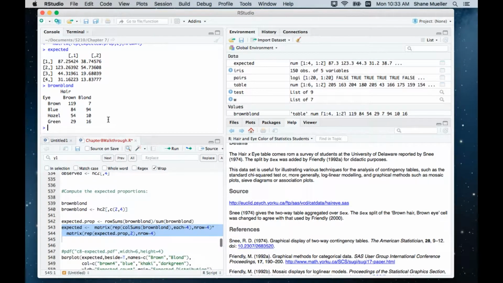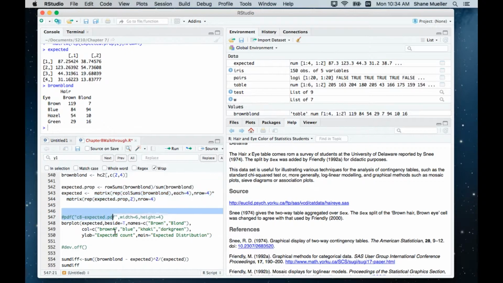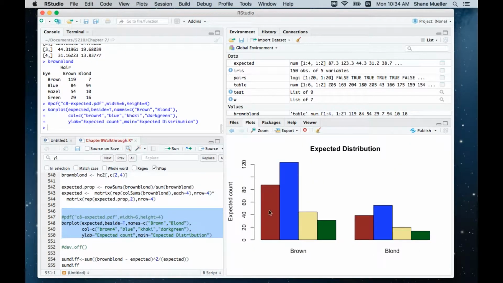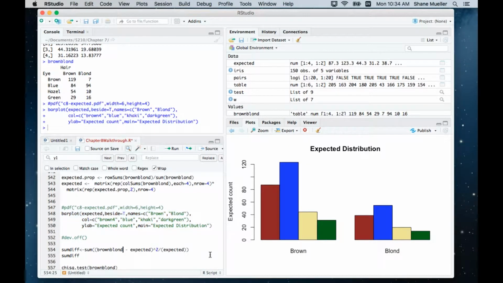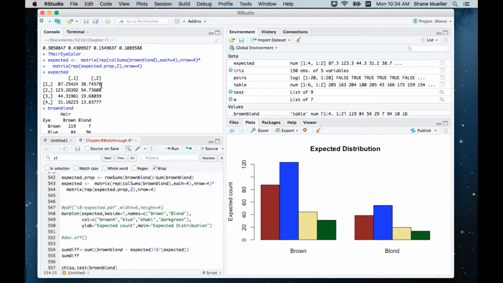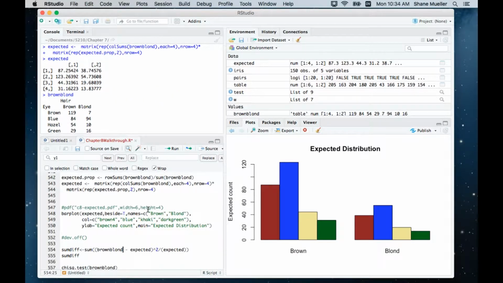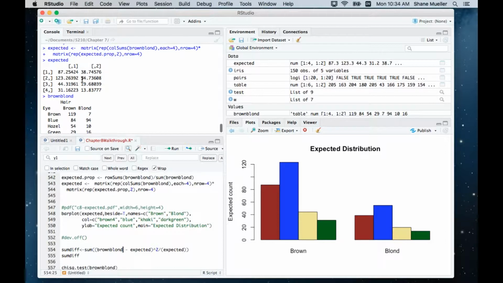So a simple test would ask, could this have arisen from this? Let's plot these against one another. That's the expected distribution. You can see that even though there's fewer blonde hair, the distribution of eye color for these two hair colors is identical. So to find out if they're the same, I could take these numbers, subtract these numbers, square the difference, and then divide by these numbers.